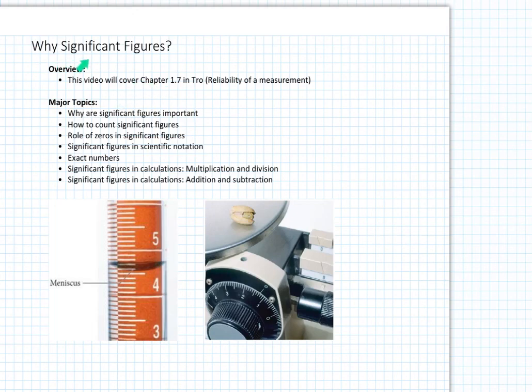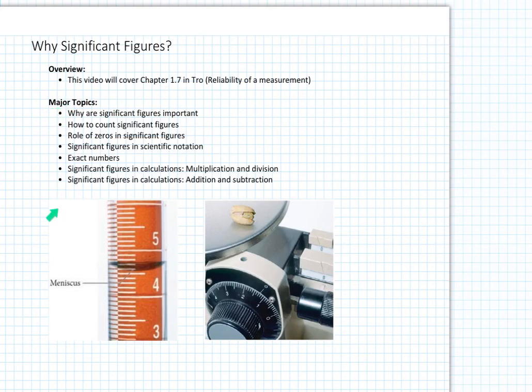Today we are going to be talking a little bit about significant figures. This is chapter 1.7, intro. And hopefully by watching this video, which is sort of like the why of significant figures, and the next video, which is the how of significant figures, how do you use them in calculations, you'll have a pretty good understanding of the role of significant figures and why chemists and physicists and engineers worry about significant figures.